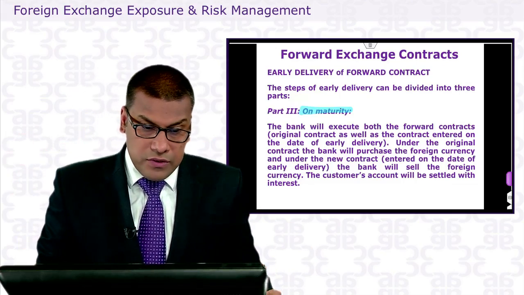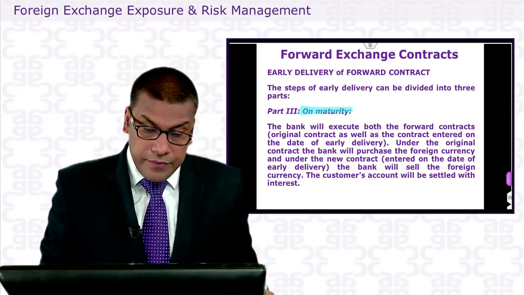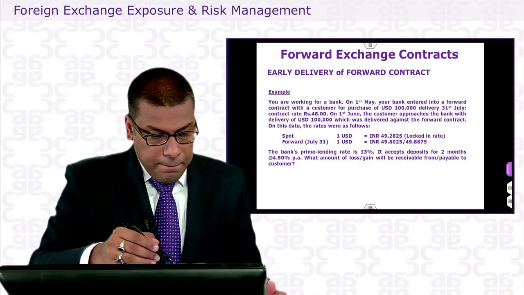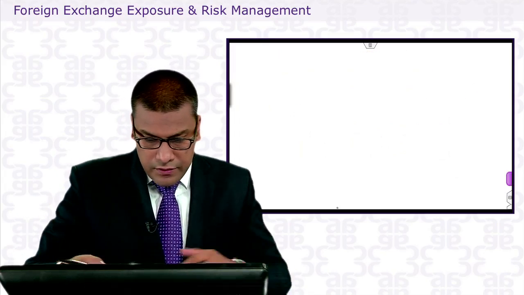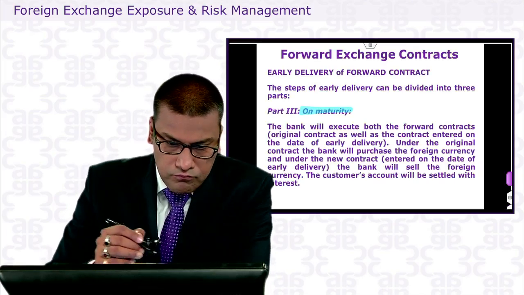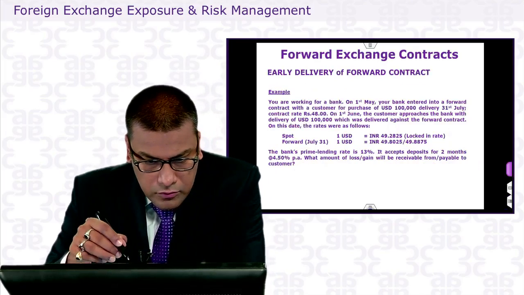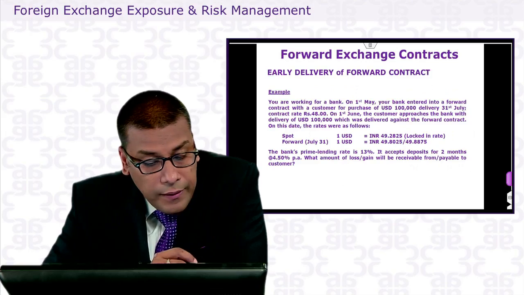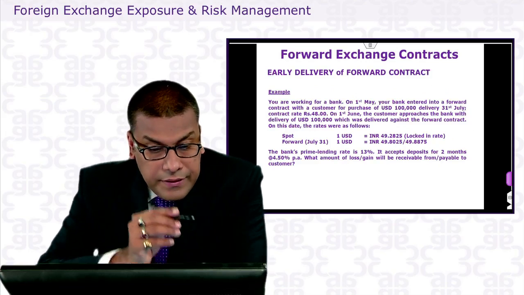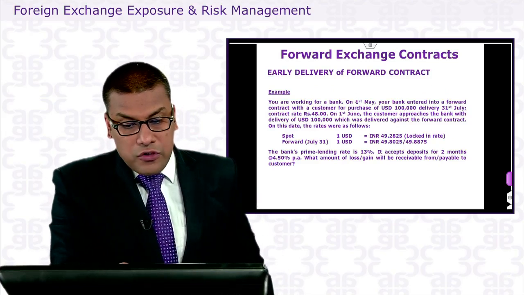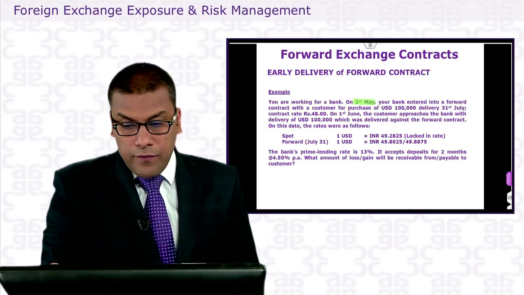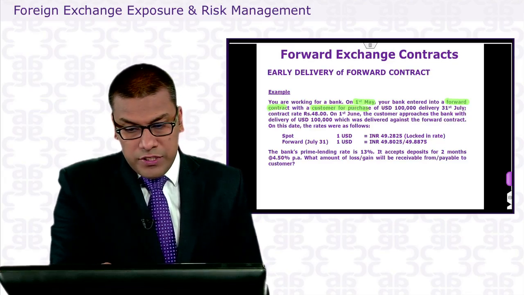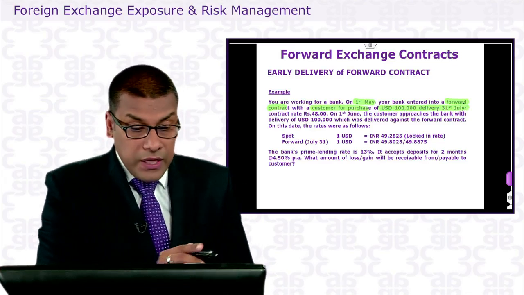So this is the third application of a forward contract. The two that we have discussed were cancellation and extension. The third is early delivery. Let's try and see one example on this, and as we have been doing, I'll take up a whiteboard, and I would appreciate it if we do it together. In this particular example of early delivery, you are working for a bank, and on 1st of May, you enter into a forward contract with a customer for purchase of USD 1 lakh, delivery on 31st July, at the rate of 48.